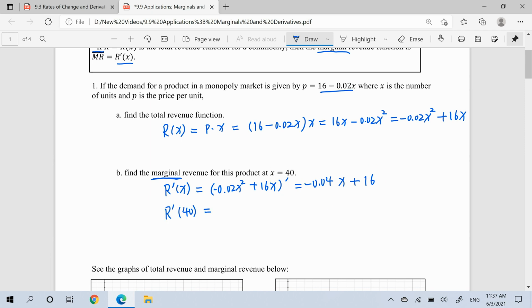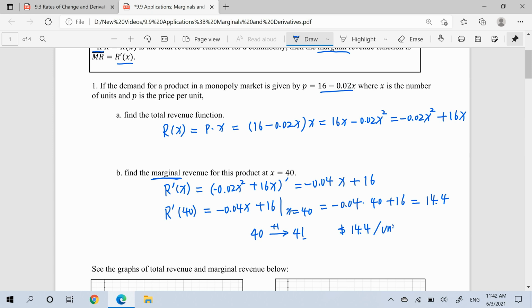So when x equals 40, you just replace x by 40. So we get 14.4. That means when we produce one more unit, suppose from 40 units we add one more to go to 41, the revenue will increase about $14.4 for each unit.